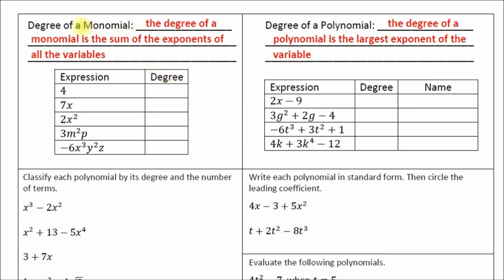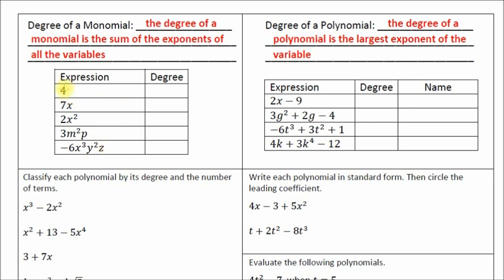So if you want to write this, just start off with this upper left-hand corner, the degree of a monomial. The degree of a monomial is the sum of the exponents of all the variables. So you've got to take a look at all the exponents of all the variables, and you're going to go ahead and add those up, and that's going to be the degree of the monomial.